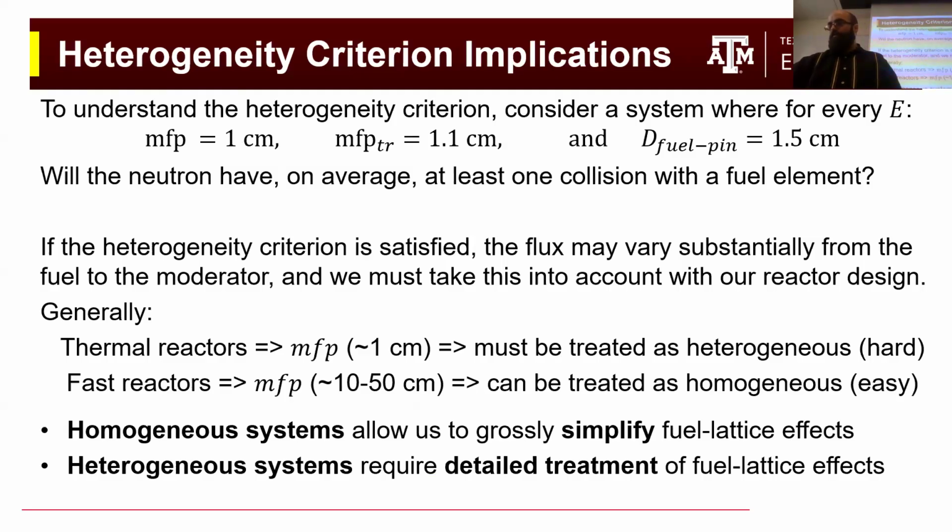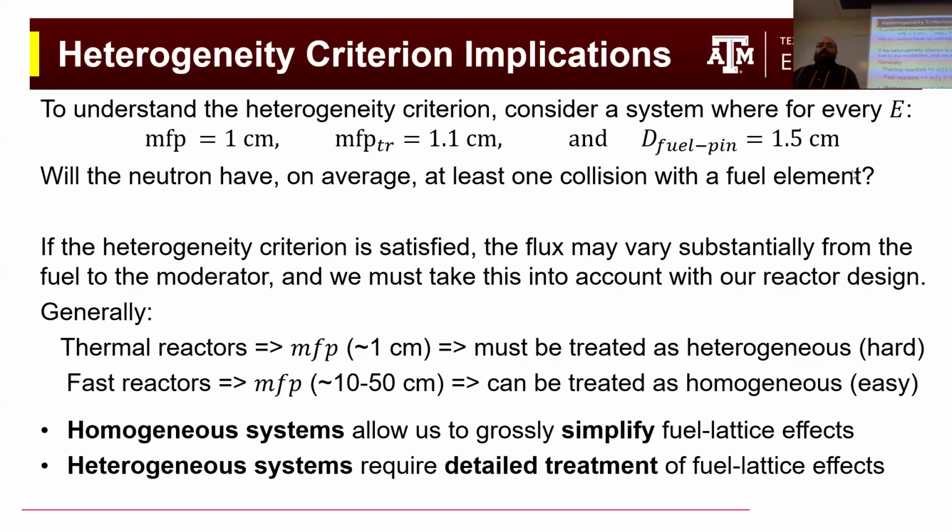So this is another example that could help us understand what it means if our system would need to be considered heterogeneous or homogeneous. We want to consider a system where, as I was just saying, you have a mean free path of 1 centimeter, a transport mean free path of 1.1 centimeters, and the diameter of your fuel pin is 1.5 centimeters.